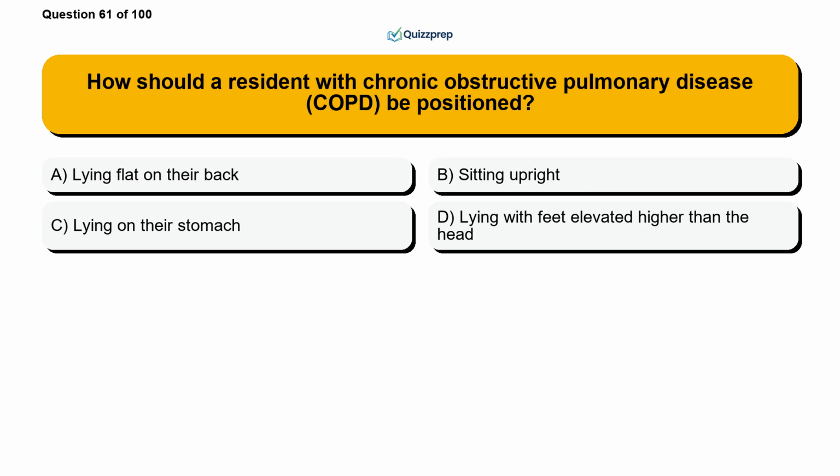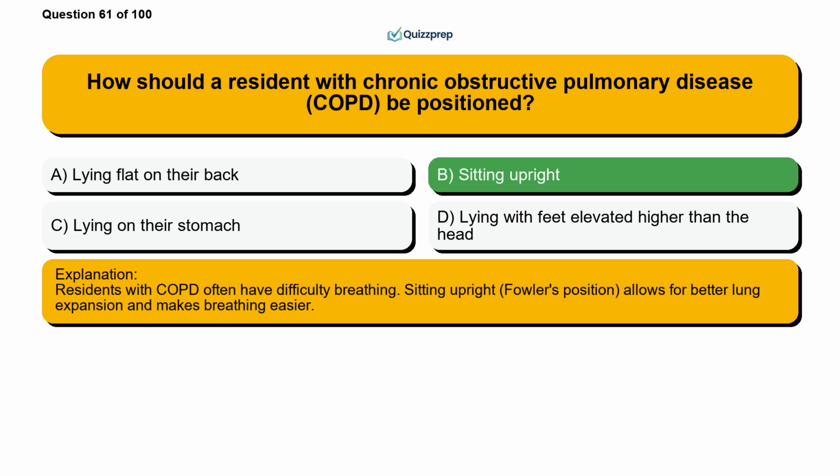Question 61. How should a resident with chronic obstructive pulmonary disease, COPD, be positioned? Option A, lying flat on their back. Option B, sitting upright. Option C, lying on their stomach. Option D, lying with feet elevated higher than the head. The correct answer is option B, sitting upright. Residents with COPD often have difficulty breathing. Sitting upright, Fowler's position, allows for better lung expansion and makes breathing easier.